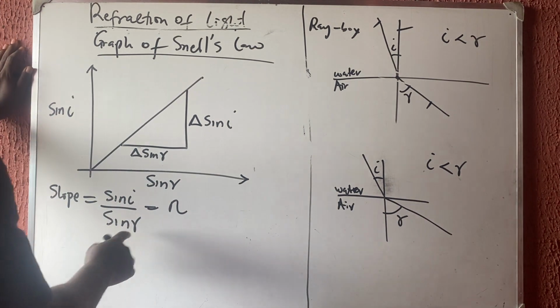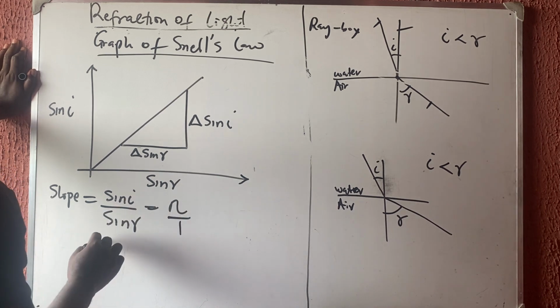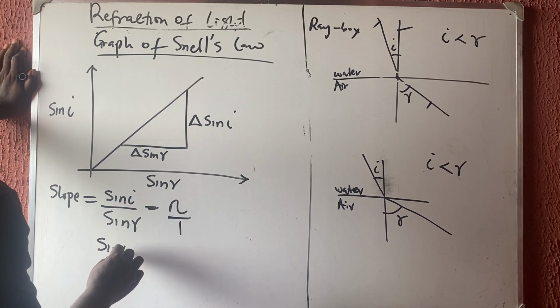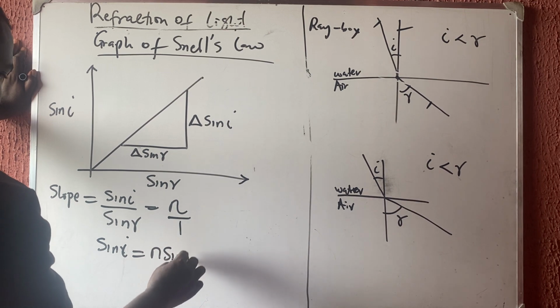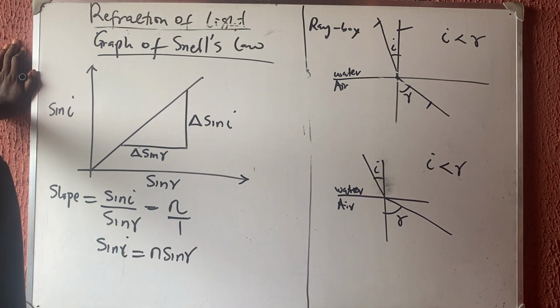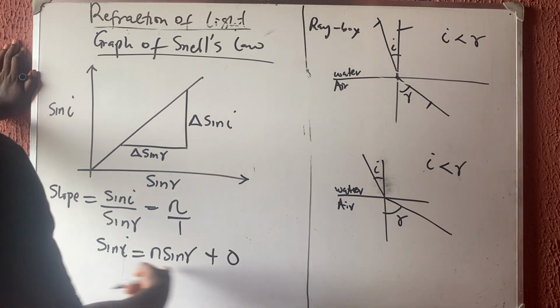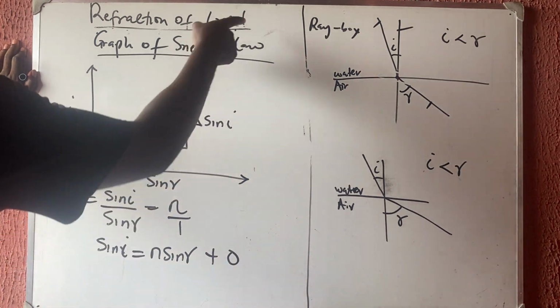Now let us do something. If we decide to cross multiply, I'm going to have sine i equal to n sine r, and let me say plus 0. The reason I added 0 is because I want it to look like an equation of a straight line, because this is a straight line.